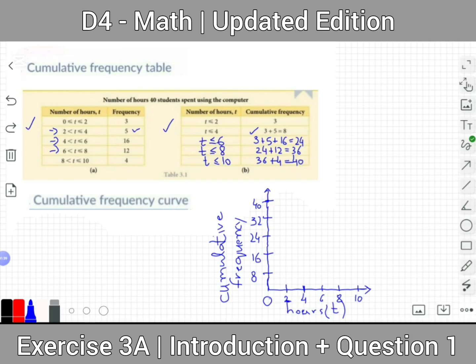And we always do this for cumulative frequency, we always plot at the endpoints of each of the intervals. So we go along the x-axis to hours spent of 2 and plot a cumulative frequency of 3, which would be somewhere like this. We will put the crosshair.